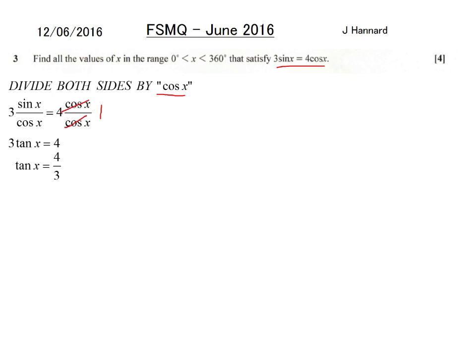And just to finish it off, we'll get a calculator involved, do the shift tan of 4/3, and you'll get one answer of 53.1. But then remember, you have to add on 180 to get your 233.1 as well. And we only want solutions in between 0 and 360.